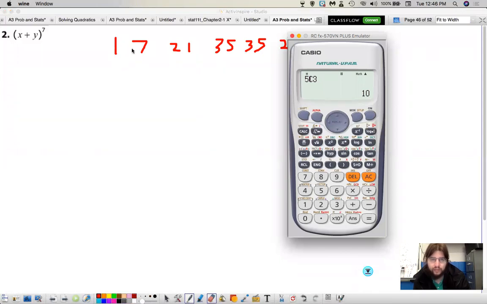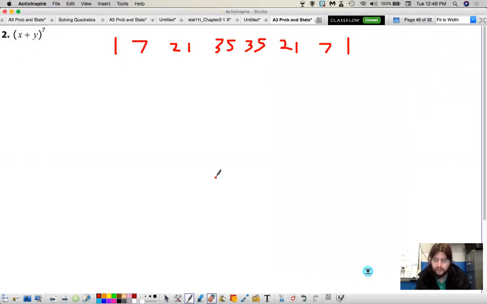If I want the fourth term, I do 7 choose 3, so I'm going to do 7C3. That will give me my fourth term, 35. However you get them, get them. Write them down. Now we're going to use them.